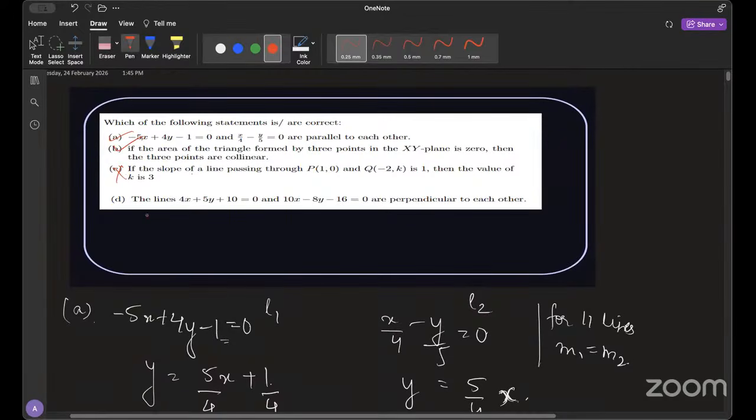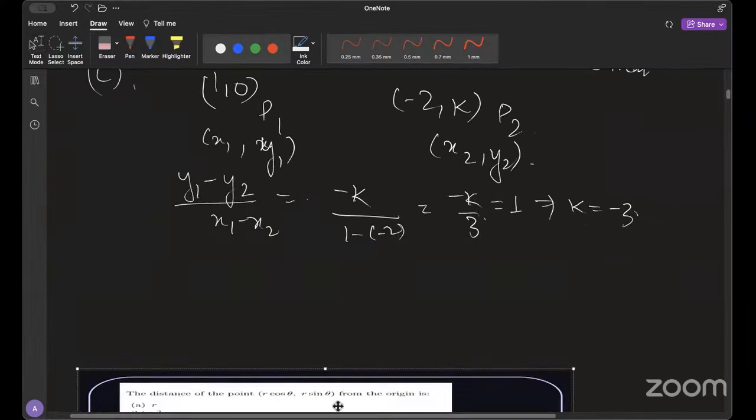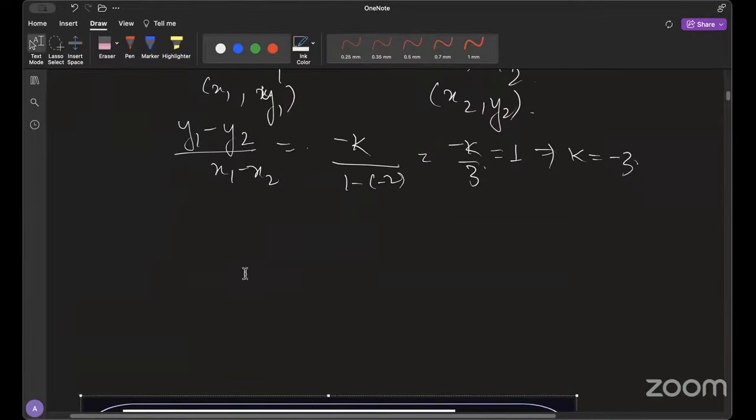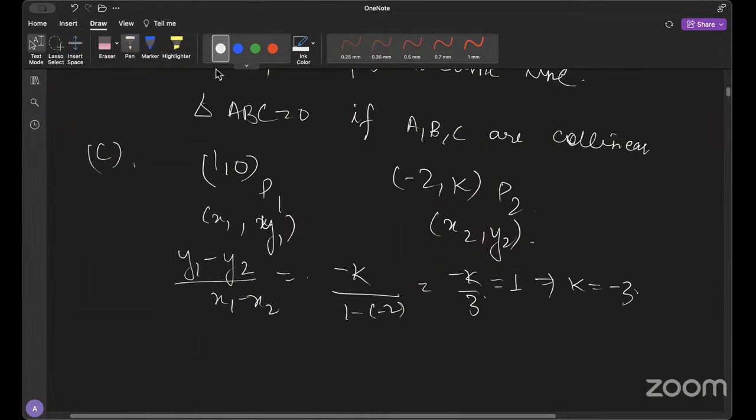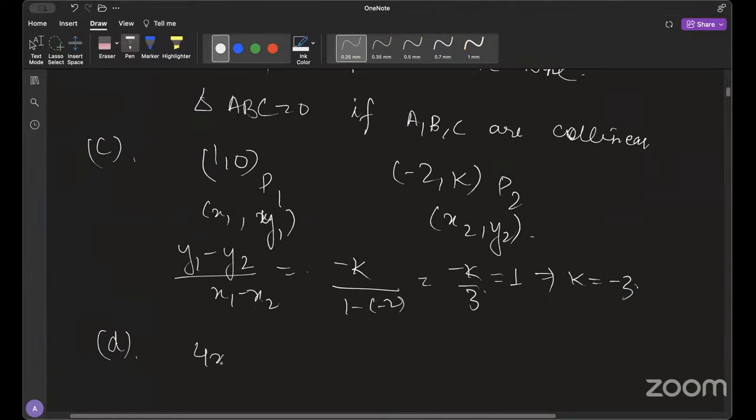This one was also correct. And then there are two lines given. You have to check if they're perpendicular to each other or not. In option D, the lines given are 4x plus 5y, and here we had 8x plus 10y, I guess.